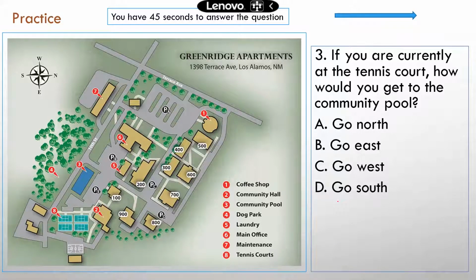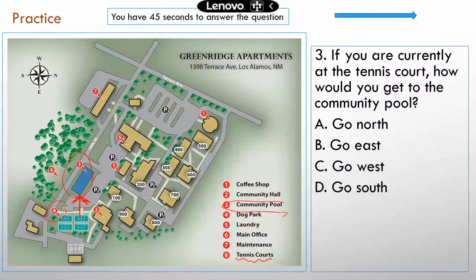Number 3, if you are currently at the tennis court, how would you get to the community pool? So in order to answer this question, you have to find the tennis court first. So read the legend, and you know tennis court is number 8, right? So you are here, and you need to get to the community pool. Community pool is number 3. So locate number 3 on the map. So it's in this direction. This is how you can get to the community pool.